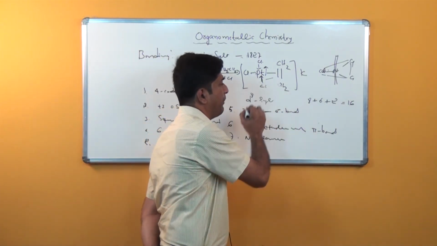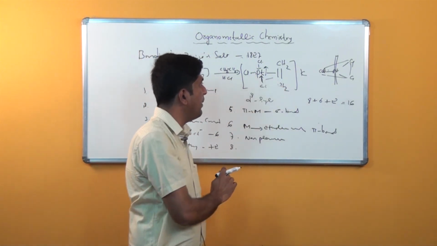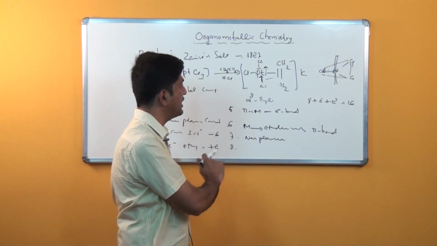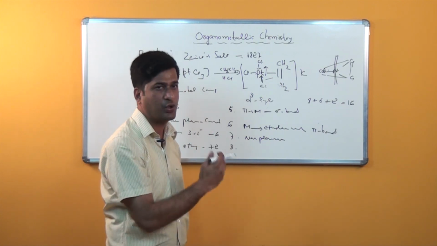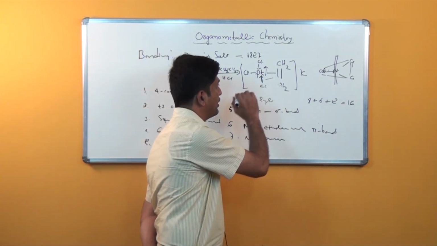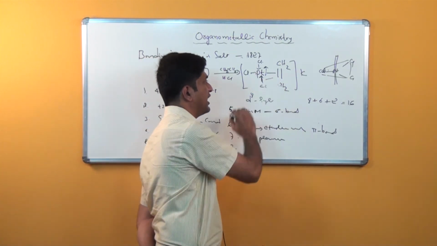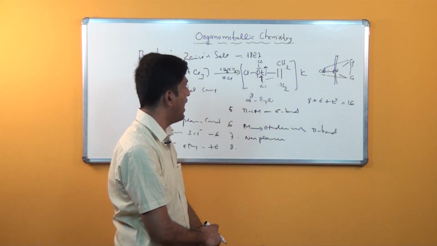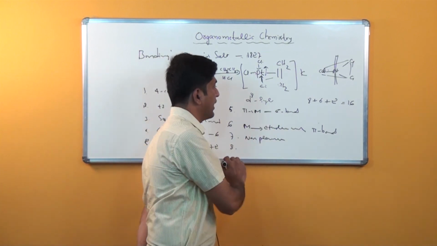Now you can see it's not a planar molecule, because the ethylene molecule is perpendicular to the plane of this complex. All platinum complexes are initially square planar, whereas Zeise's salt is a non-planar molecule, because the ethylene molecule is perpendicular to the plane of the platinum and the 3 chloride ions. So this is non-planar.